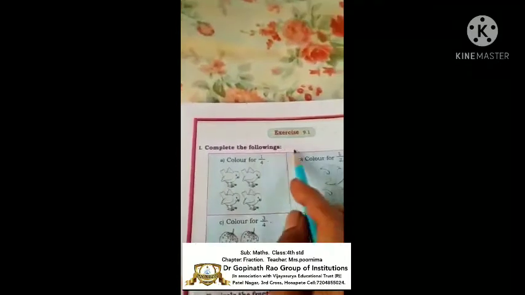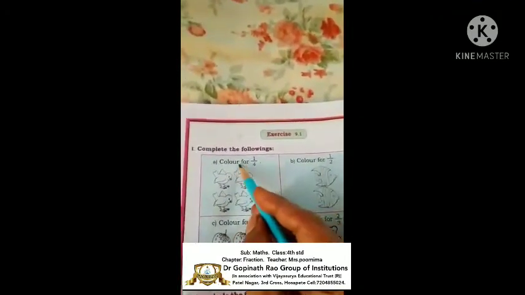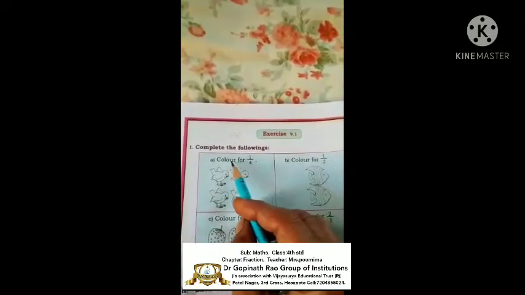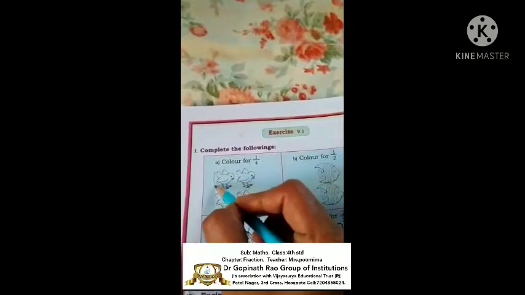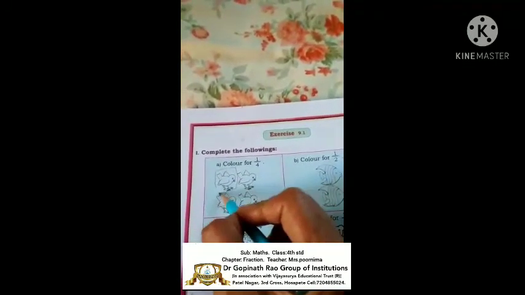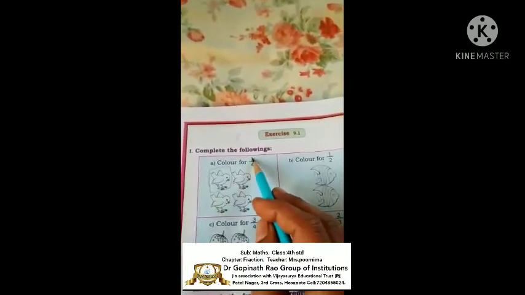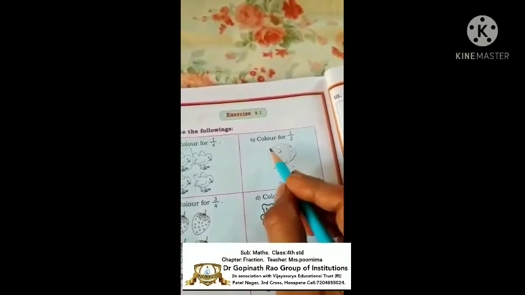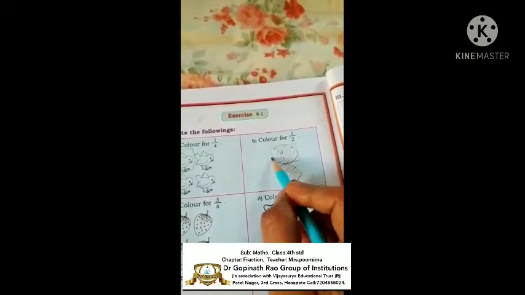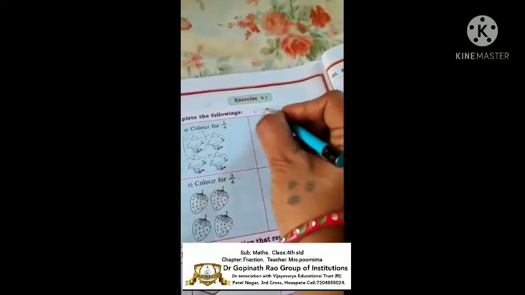Now coming to the next part, complete the following. You have to take the colors. Color for 1 by 4. You have to color only one bird, children. Take the crayons and color. We have 4 birds, you have to color only one. In the same way, we have 2 fishes. You have to color only one fish. You do this by yourself, children.